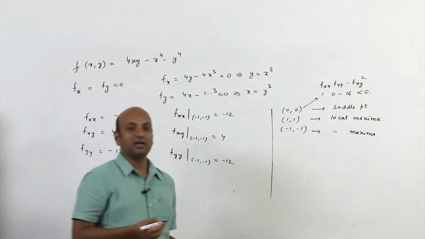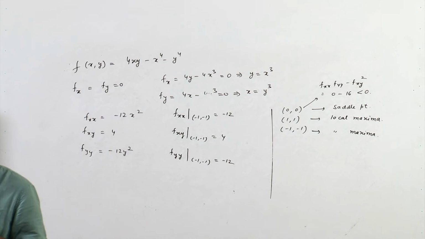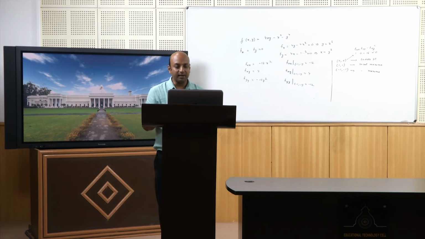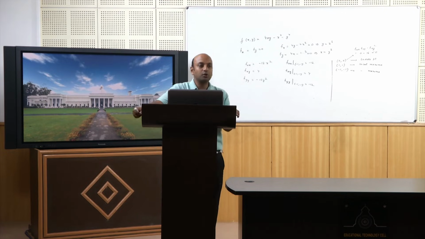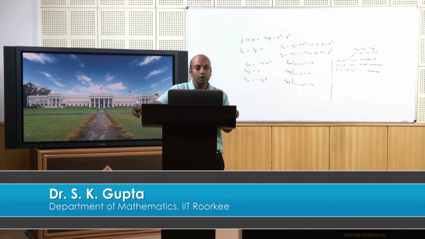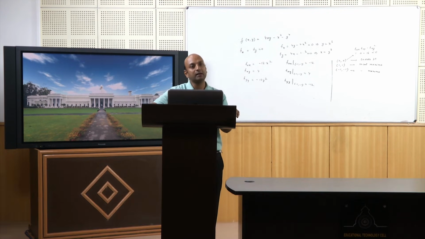In this way we can find out the nature of the critical points. Similarly, we can also solve question number 3 and question number 4 to find out which point is a point of local maxima, local minima or saddle point.